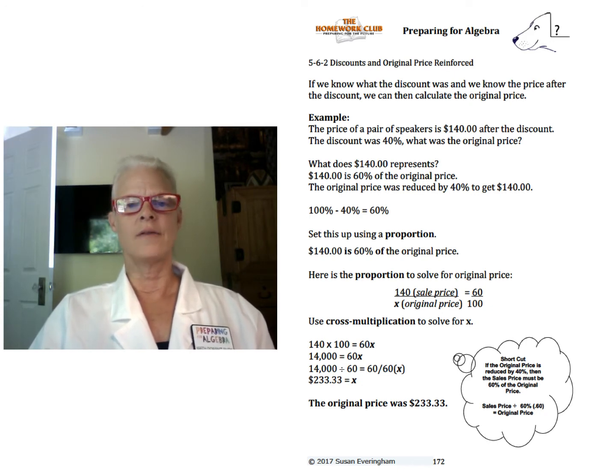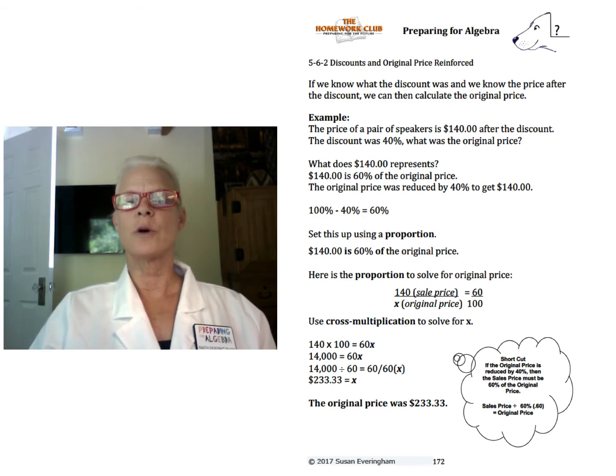Is equal, of is times. The original price we don't know, that will become a variable. The original price was reduced by 40% to get the 140. So the logic here is 100% of the original price minus 40 leaves you with 60.